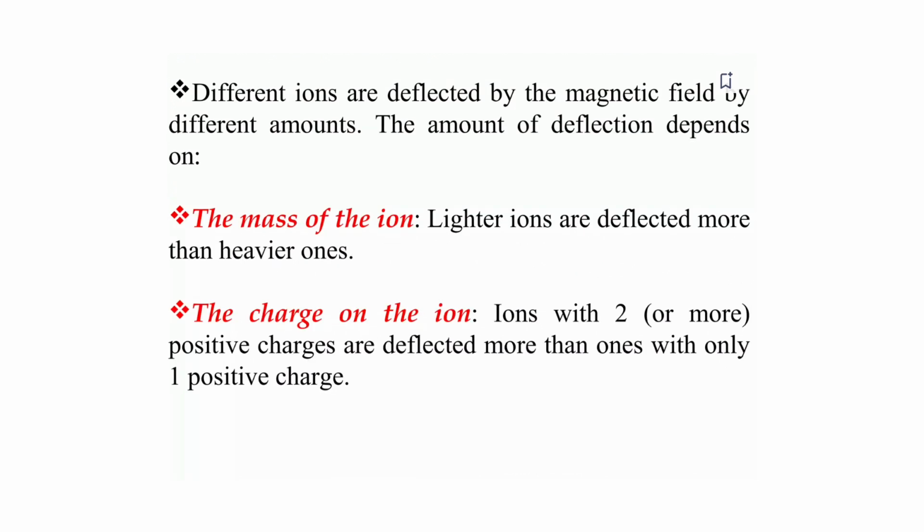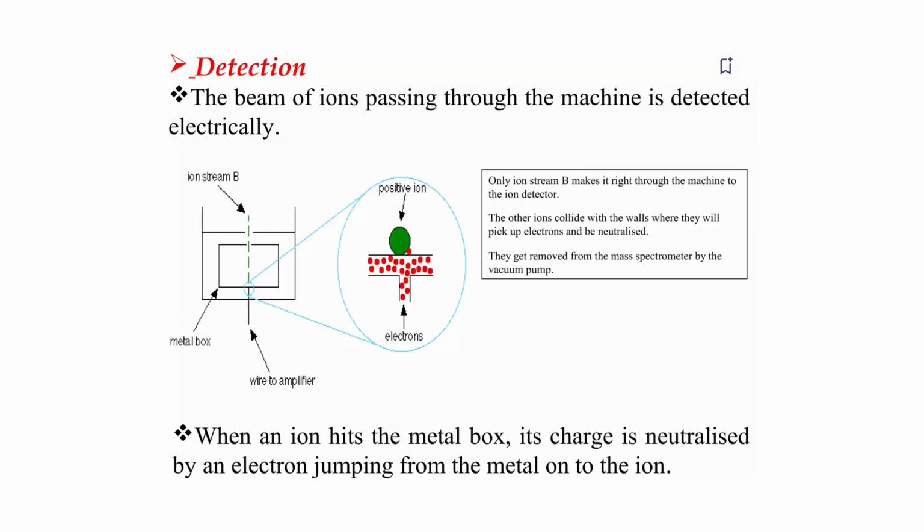Like we just saw, the deflection of the ions depends on the mass of the ions and the charge of the ions. The next step is detection. The beam of ions passing through this machine is detected electrically. When the ions hit the metal box, the charge is neutralized by an electron jumping from the metal on to the ion.